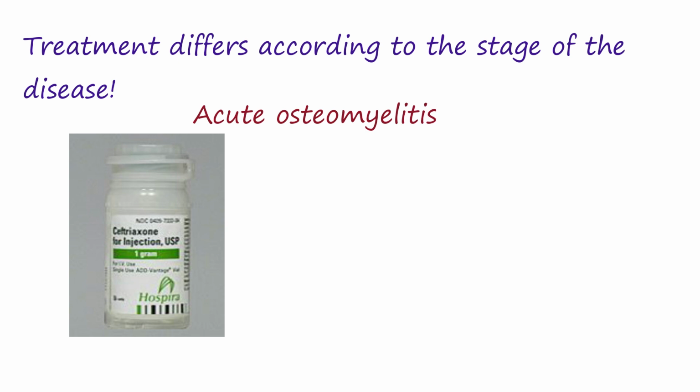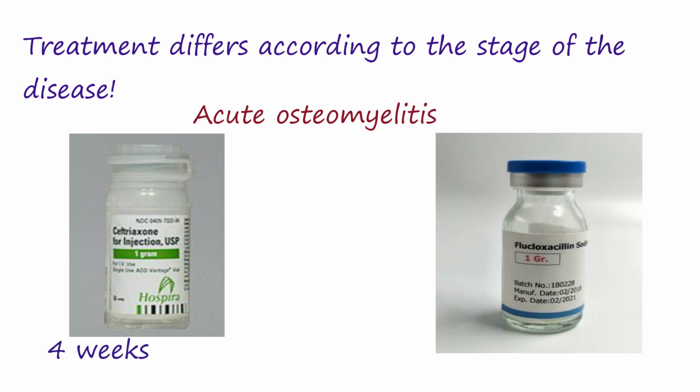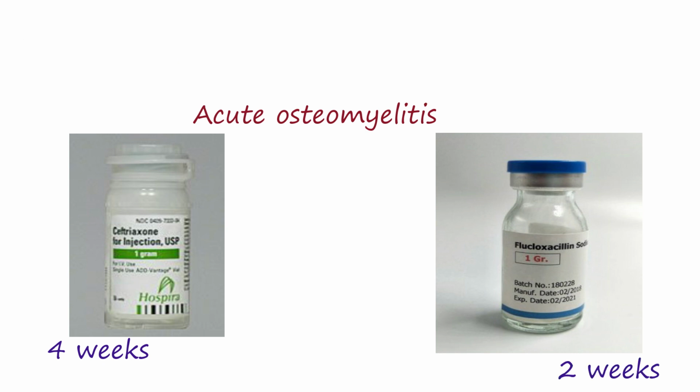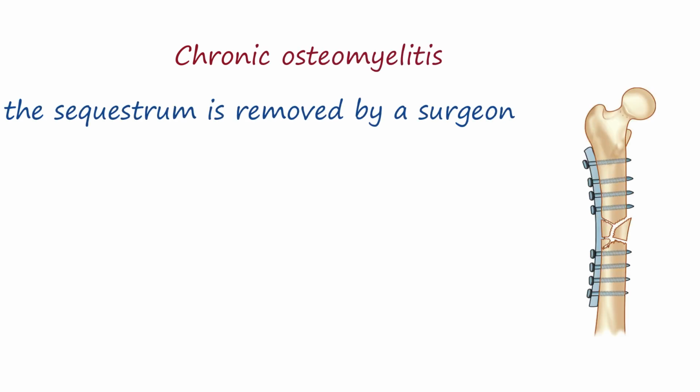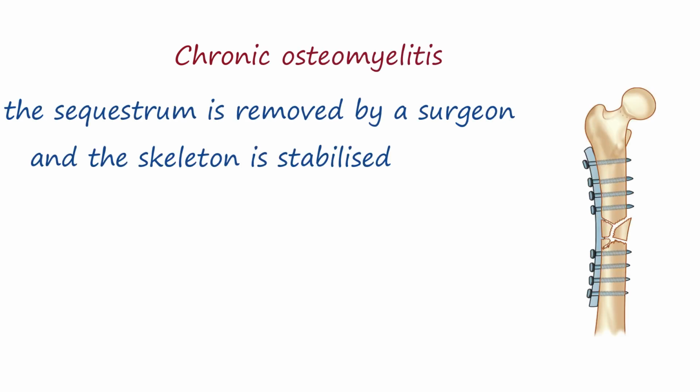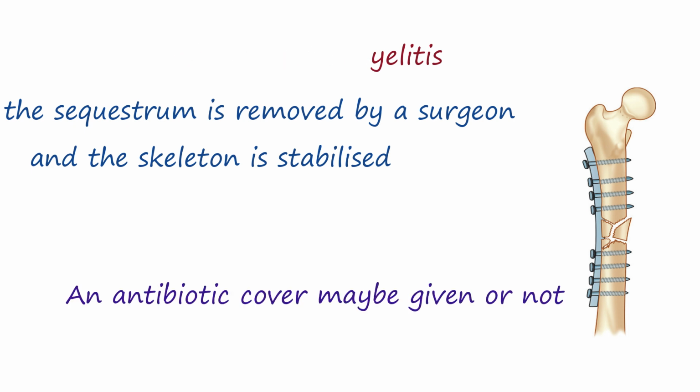Treatment of this condition differs according to the stage of the disease. For acute osteomyelitis, IV ceftriaxone is given for 4 weeks and IV fluoxetine is given for 2 weeks with rest and monitoring the prognosis of the disease. For chronic osteomyelitis, the sequestrum is removed by a surgeon and the bone is stabilized. An antibiotic cover may be given or not.